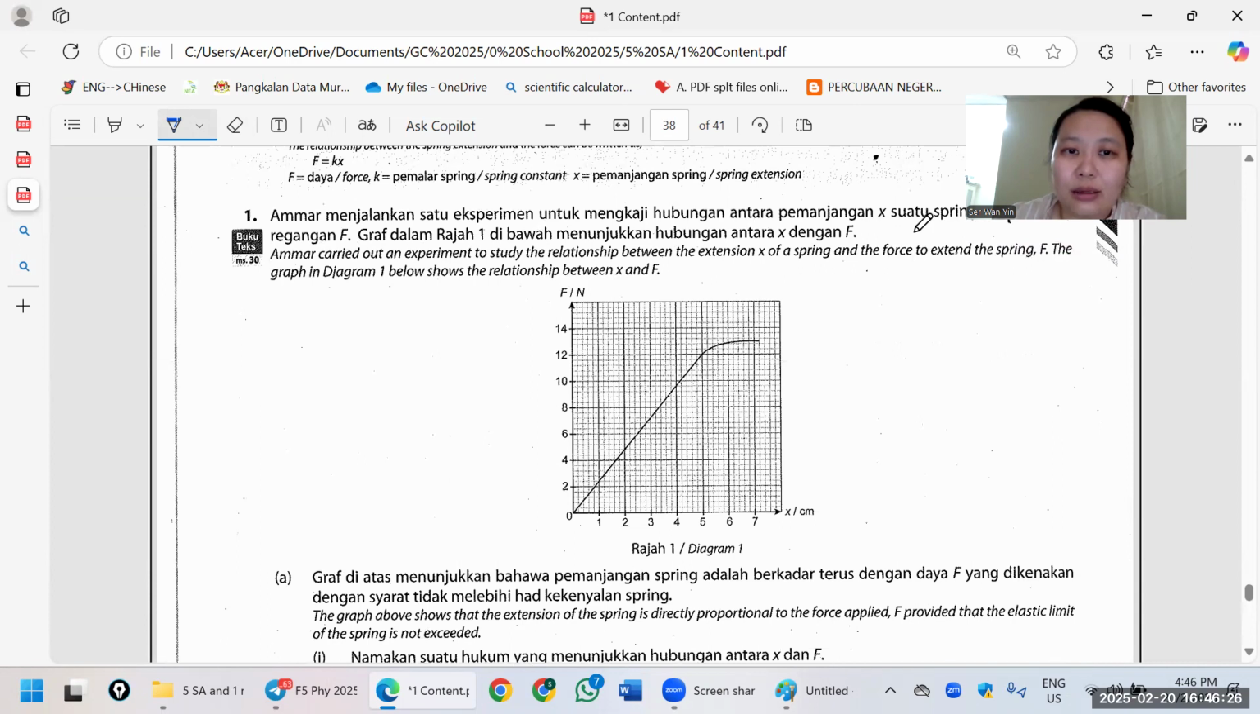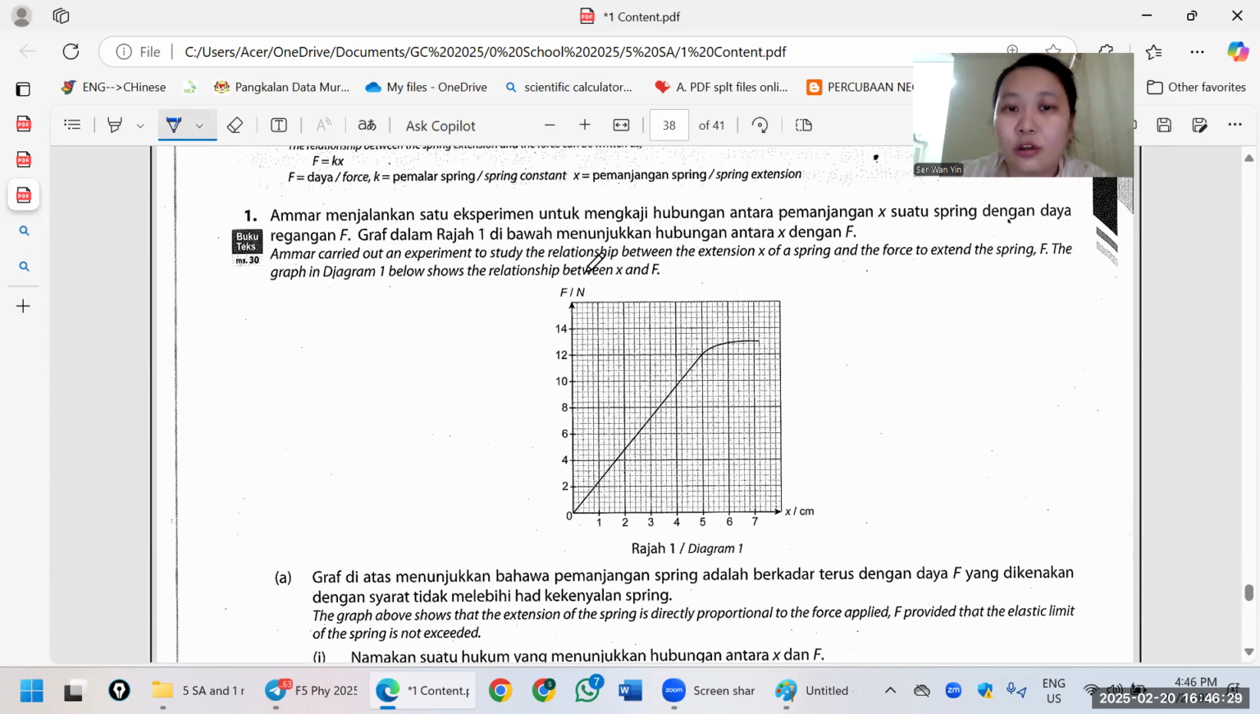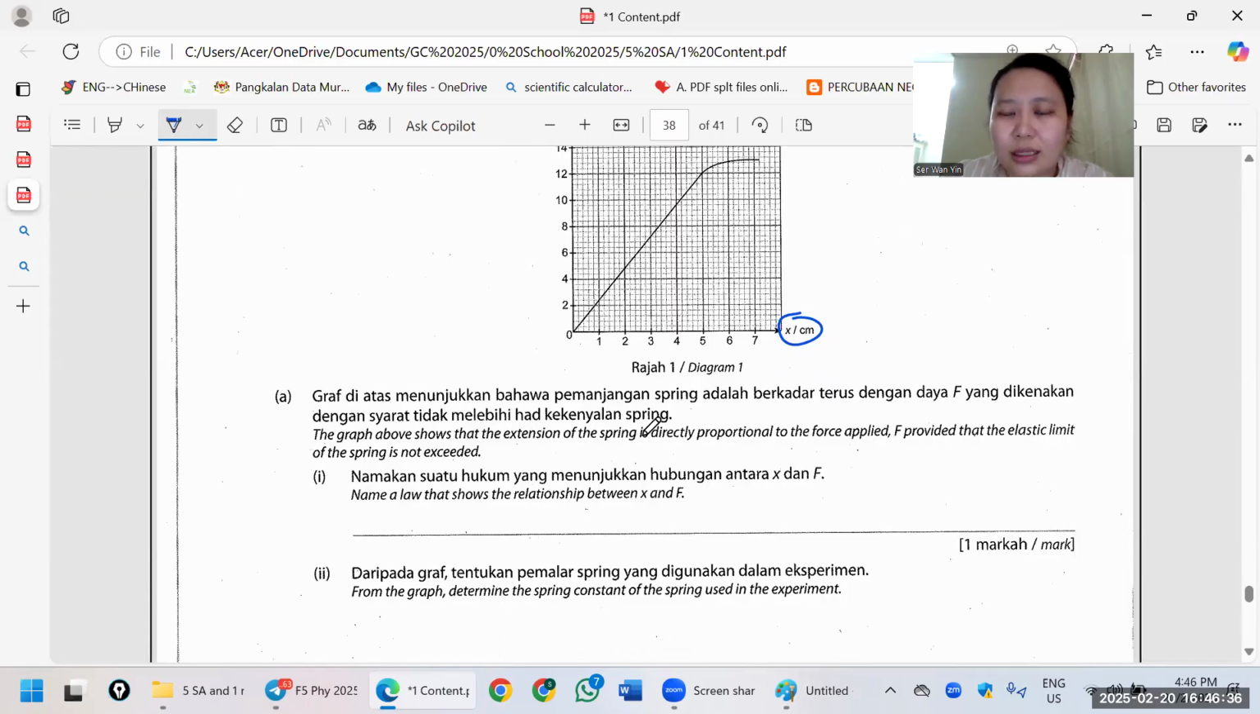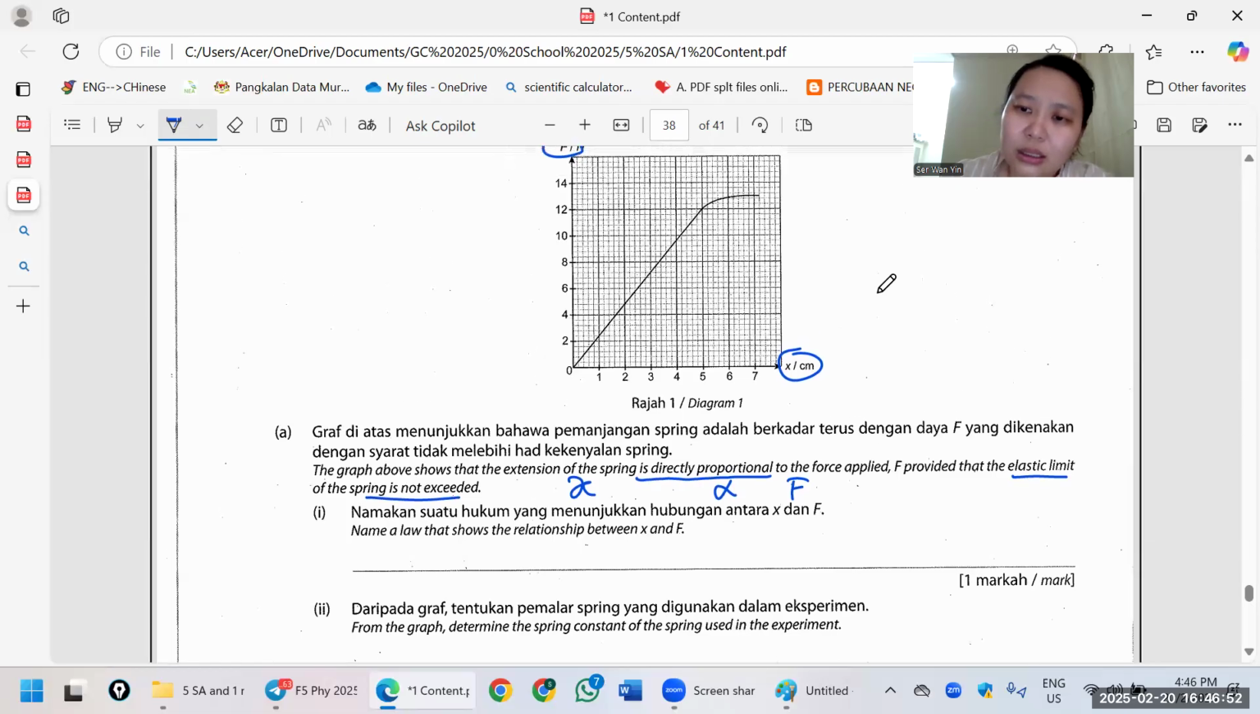Okay, so in the experiment of course the graph is like this, but our graph is reversed. The graph above shows the extension of the spring is directly proportional to the force applied. X directly proportional to F, and the elastic limit is not exceeded. Means, may I know where is the elastic limit? Can I know the coordinate of this graph for elastic limit?